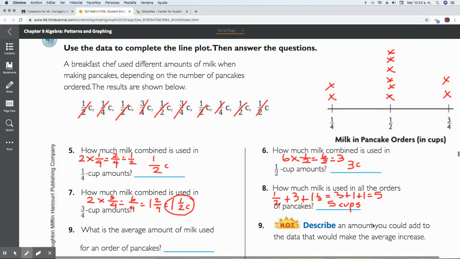5 cups. And to find the average, which is number 9, what's the average amount of milk used for an order of pancakes? The answer that we got in our last question will be the numerator, 5. To find the denominator, we go back and count how many x's. 1, 2, 3, 4, 5, 6, 7, 8, 9, 10. And see if we can simplify this fraction. We can use our 5 times table to simplify 5/10. What number times 5 equals 5? 1. What number times 5 equals 10? 2. So it would be 5/10 cups, or 1/2 cup.